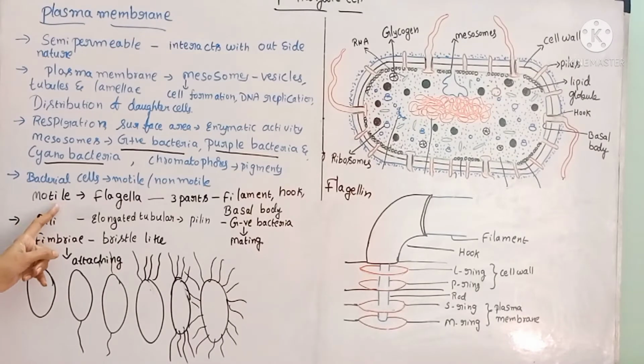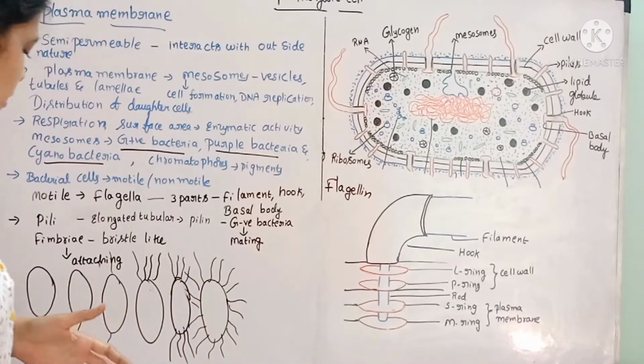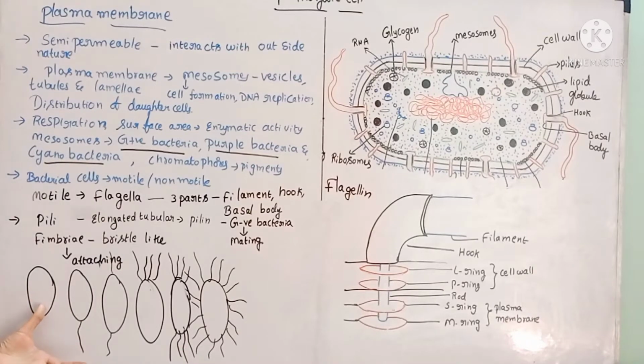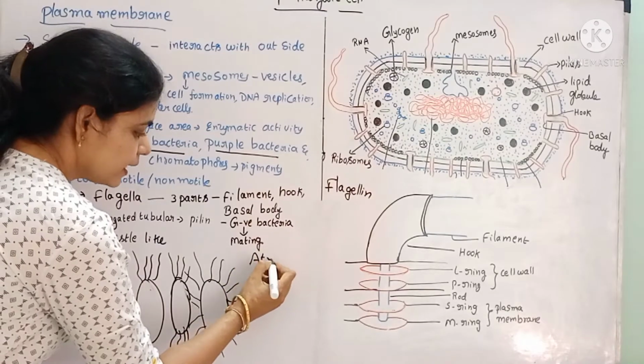The motility is conferred mainly by the structure called flagella, and depending upon the presence or absence of the flagella and the arrangement of the flagella in different locations, we can classify the bacteria. If flagella are absent, we call it atrichous. A means absent, trichous means flagella. In that bacteria there is no flagella; that is atrichous.